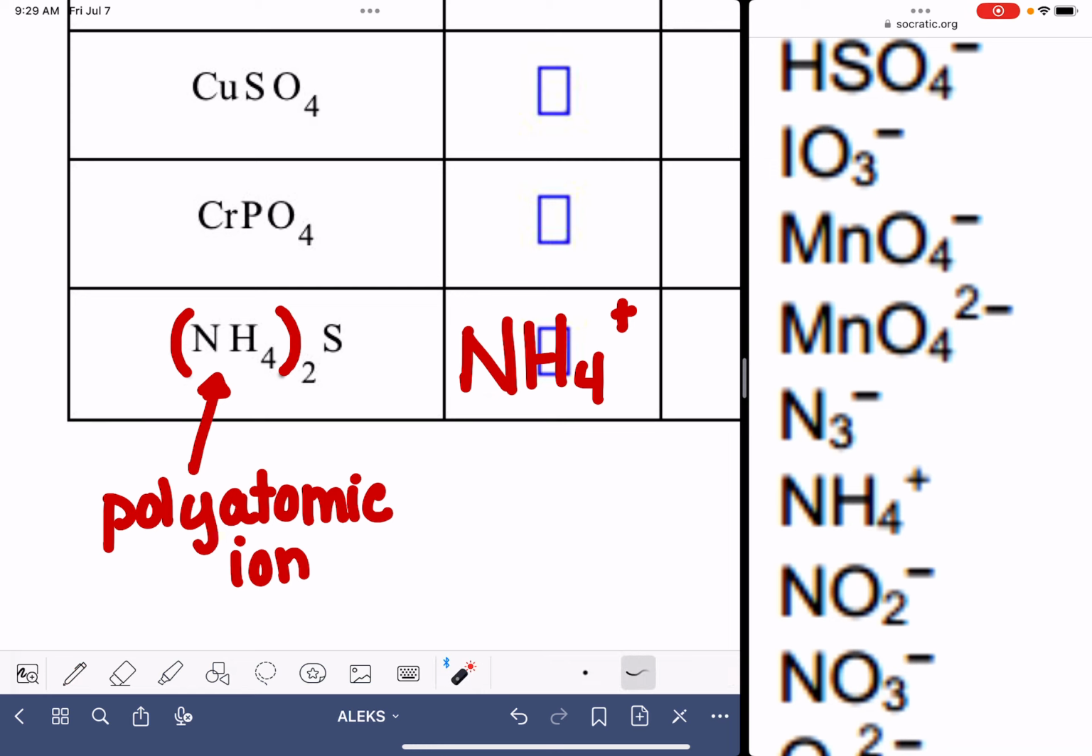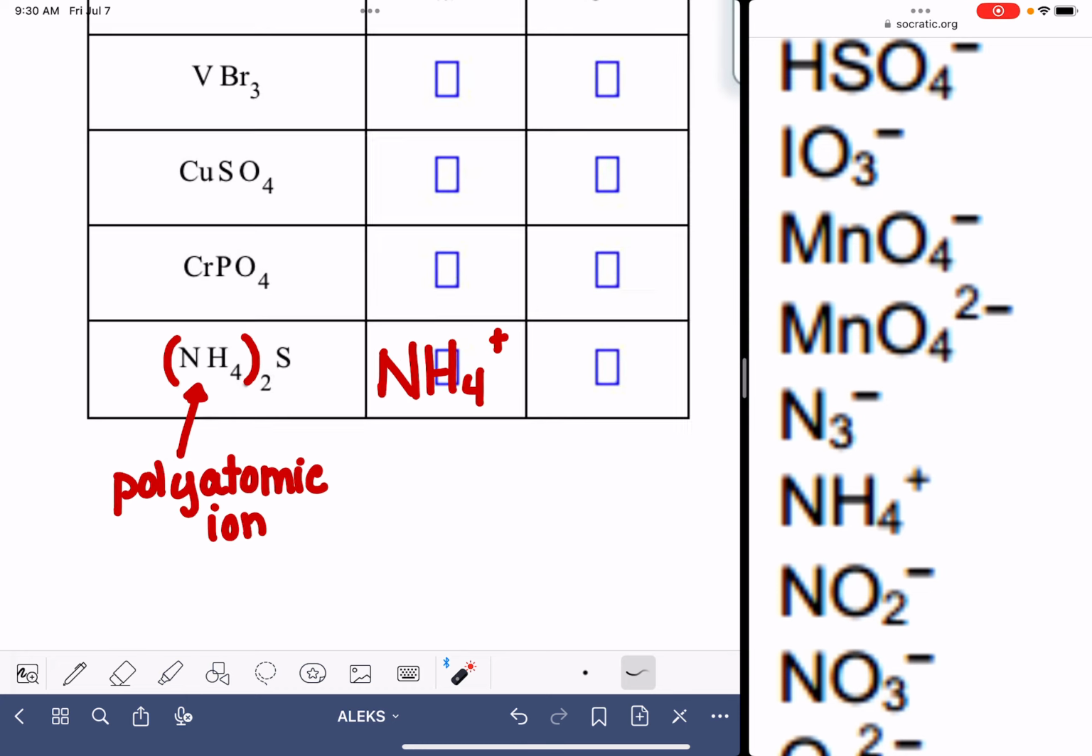Now in this box here, ALEKS just wants us to write the formula of the ions. It does not want us to say anything about the quantity, so we're not going to be doing anything with this 2 here. Also, you do not put parentheses around it unless it's part of an ionic compound, so you don't want to write it like this, you don't want to write it like this, you don't want to do anything with this 2. It just wants the formula of the ion.